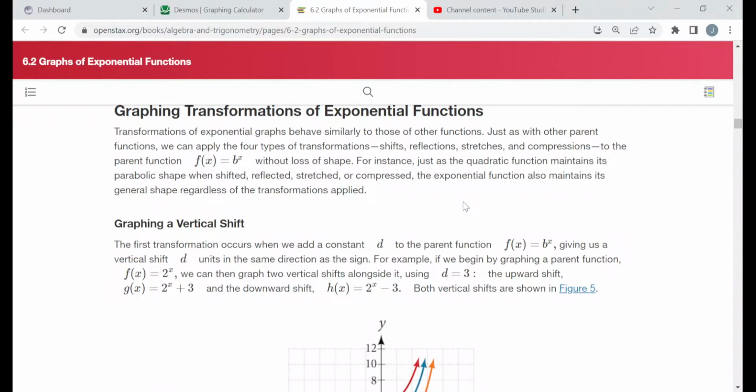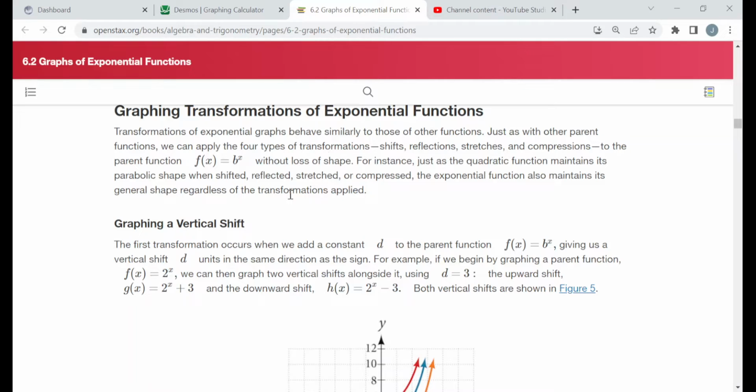So in this video, I'm going to be doing examples that are taken directly from a free online textbook at openstax.org, in their Algebra and Trigonometry text, section 6.2, called Graphs of Exponential Functions. And I'm under the heading Graphing Transformations of Exponential Functions. Each example I'm going to do is either an example from the reading, or one of the try it problems from the reading, or one of the exercises at the end of the section that's related to this particular objective.